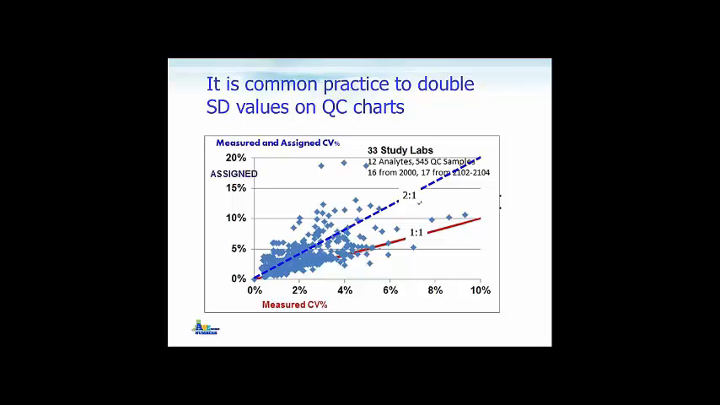The problem is that very few labs, as a matter of fact, I don't think I've seen one, I've heard of one, where they actually put the measured mean and SD on the QC chart. So these are 33 study labs that we studied recently, 16 from the year 2000, 17 from 2012 to 2014, 545 QC samples, 12 analytes, and most people are assigning their standard deviations at double the actual.